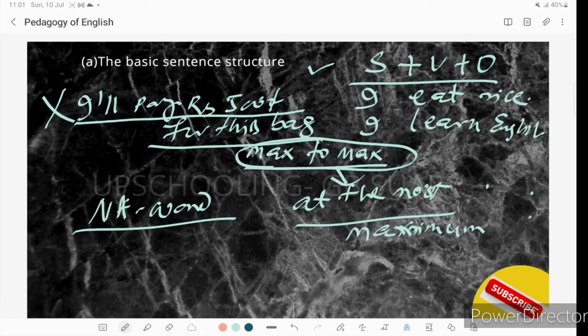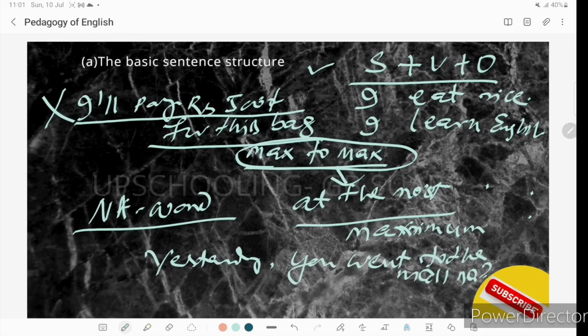Let us take an example. Yesterday you went to the mall, na? In this way we end the sentence. But this na should be, didn't you? Yesterday you went to the mall, didn't you? This is the way. But instead of that, we say, yesterday you went to the mall, na? This is one of the mistakes.